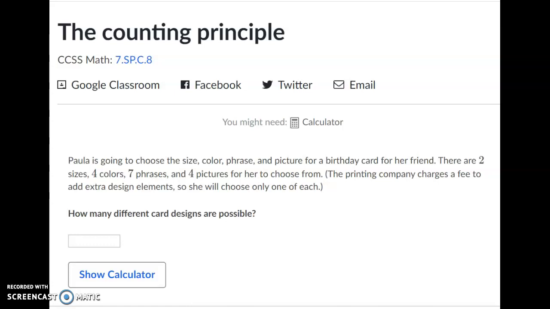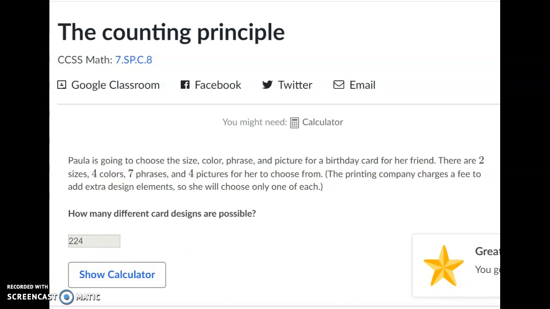With the basic counting principle, we actually end up multiplying how many times each of these different events can happen. So we'd have 2 sizes times 4 colors times 7 phrases times 4 pictures. So 2 times 4 is 8, times 7 is 56, times 4 would be 224. You can use a calculator for yours if you prefer, but I'm going to try that and see if I got it right.